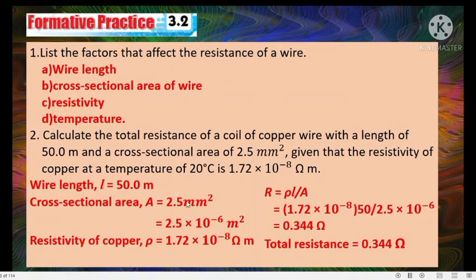The area given in millimeter squared, you need to convert to meter squared. Okay, the total resistance for this conductor is equal to 0.344 ohm.